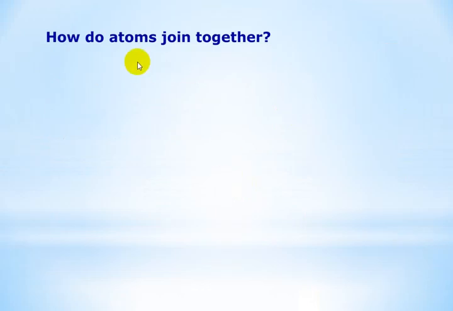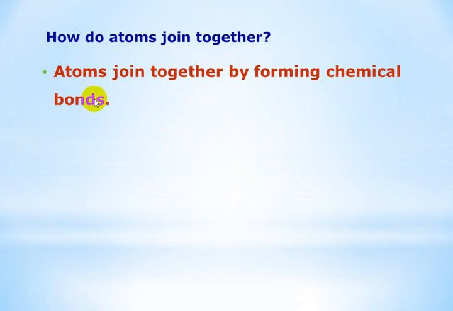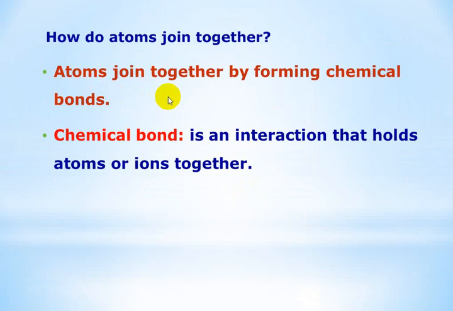How do atoms join together? Atoms join together by chemical bonds. What's a chemical bond? A chemical bond is an interaction that holds atoms or ions together. When two atoms interact with each other and join together, this is called a chemical bond. So the chemical bond is an interaction that holds atoms or ions together.